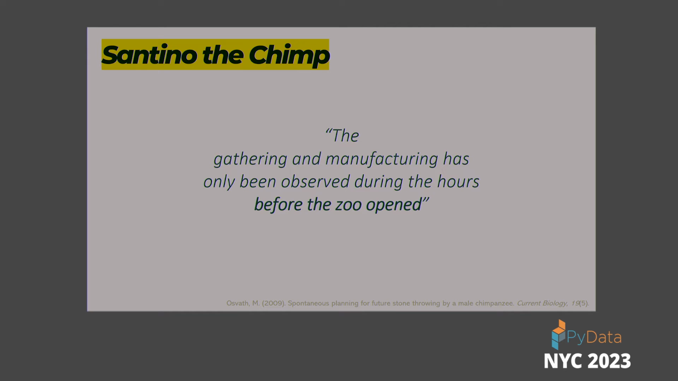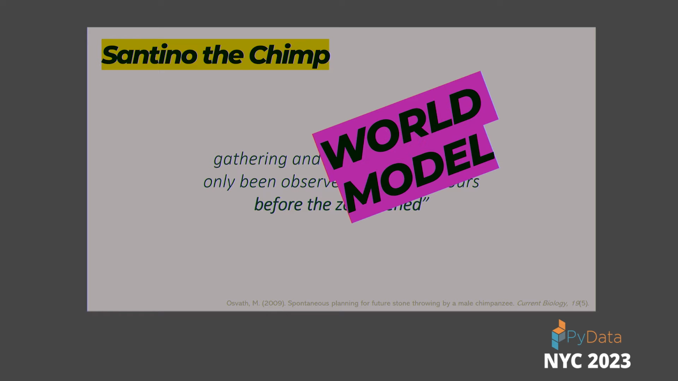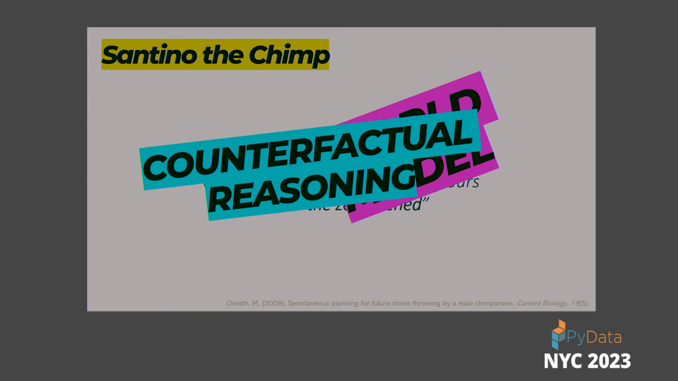The gathering and manufacturing has been observed during the hours before the zoo was opened. And why is this interesting or relevant for this talk today, where we are talking about causality and Python? It's relevant because all those actions that he was able to carry out require something that we would call a world model. They also require something that we tend to call counterfactual reasoning. Counterfactual reasoning is thinking about the future or the past and imagining the outcomes of our actions if we choose one action or another action, and then being able to compare them.